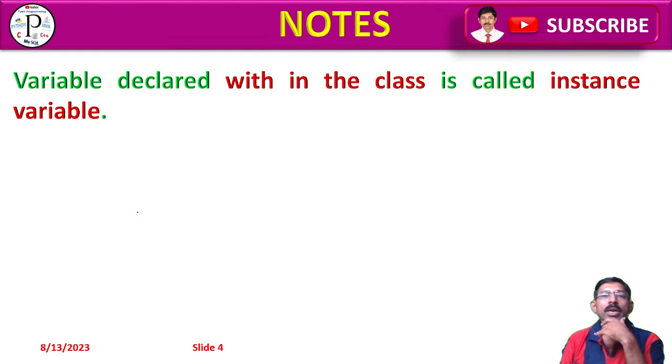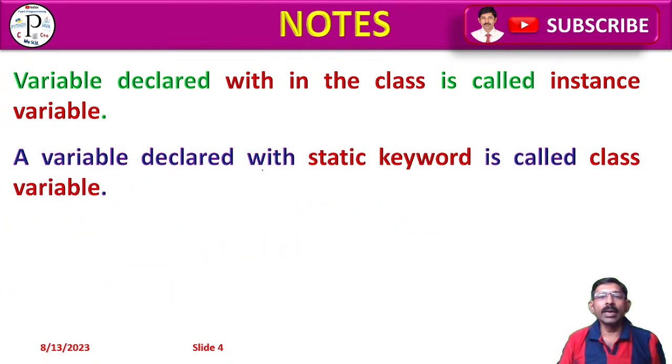Next, a variable declaration within a class is called an instance variable. Already I have shown you, the variable that I am declaring inside a class is called your instance variable. A variable declared with a static keyword is called a class variable. Now, what is the difference between a local variable and an instance variable? Look at over here, we have an instance variable, we have a class variable. What is the basic difference between these two? Why should I have an instance variable and why should I have a class variable?